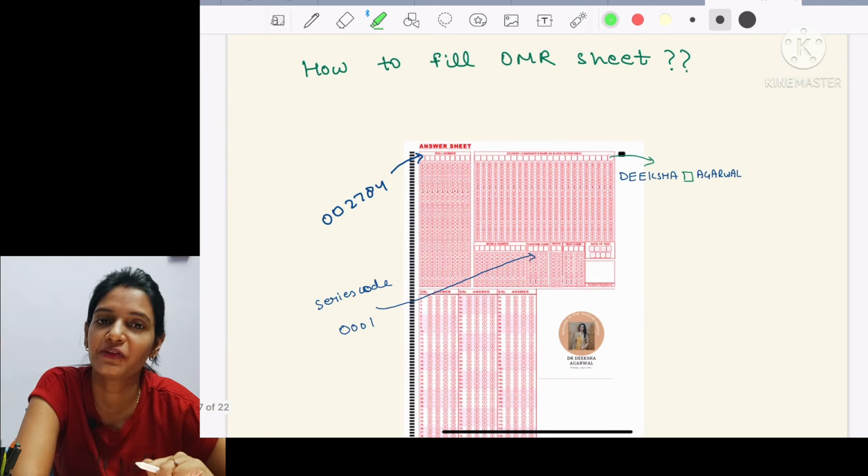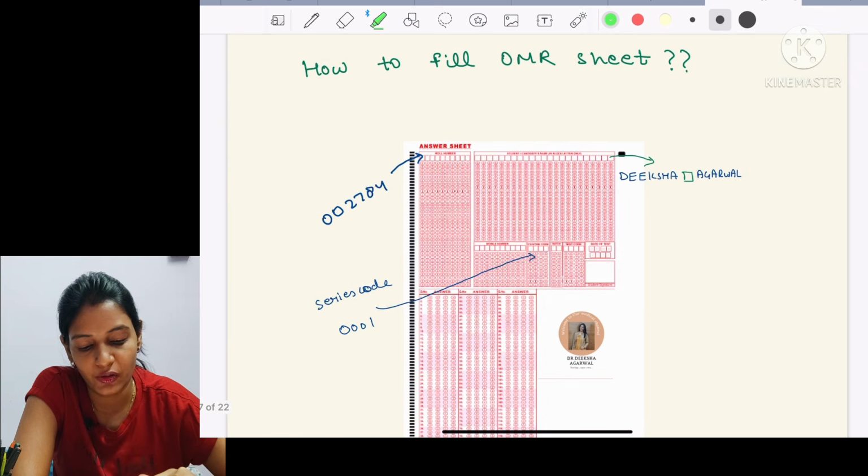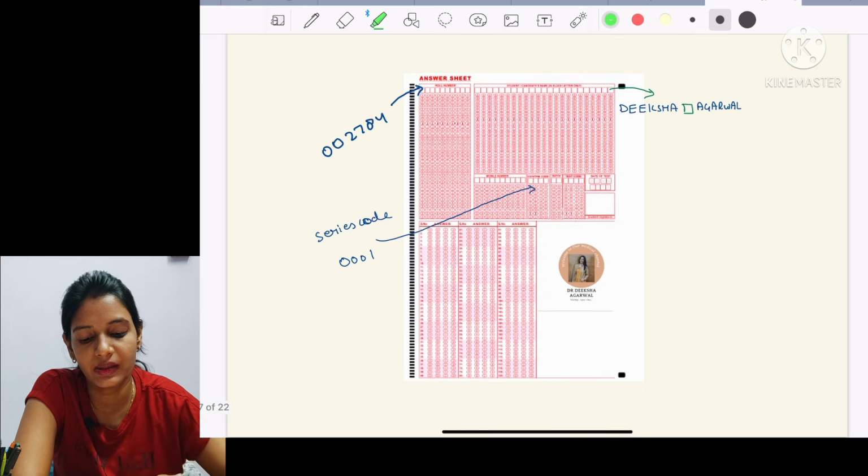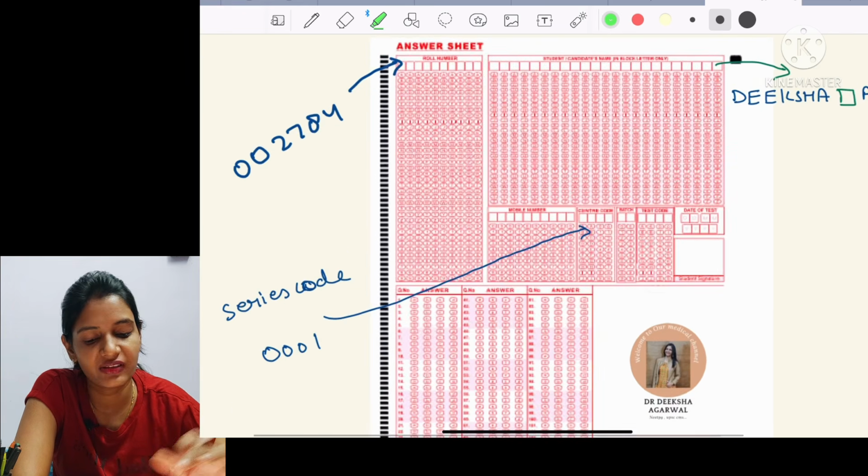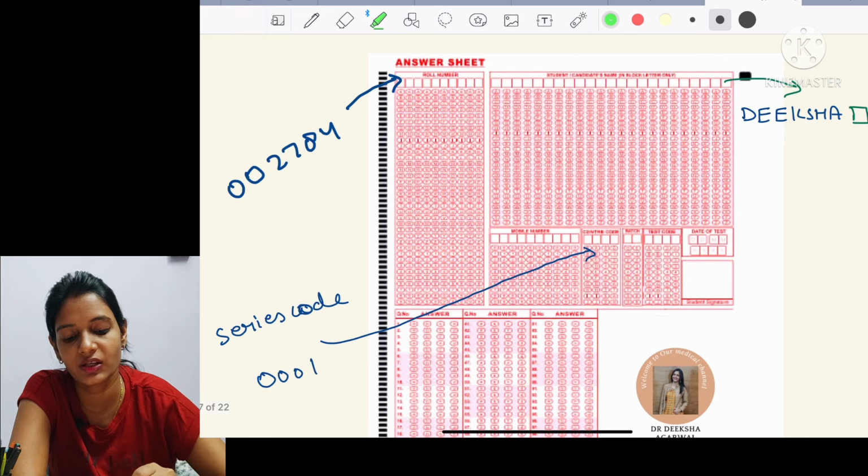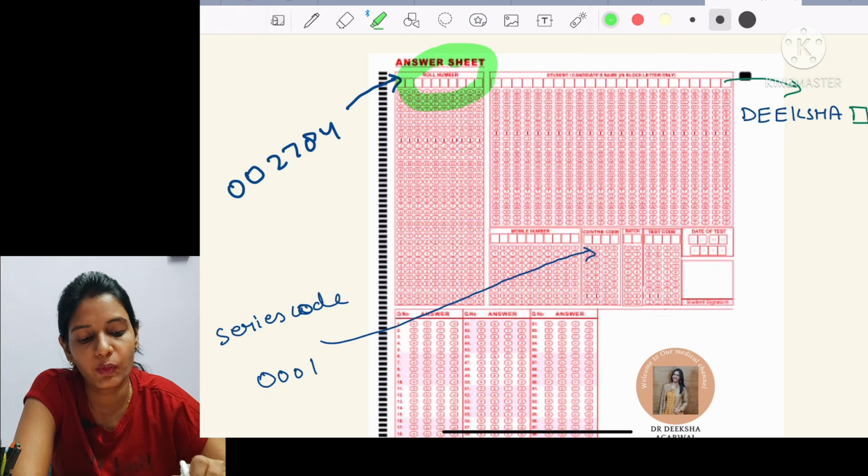First thing is how to fill the OMR sheet. Now you are going to have the OMR sheet looking like this. So the first thing you are going to have here is the roll number. In the roll number, what you have to do is, suppose you have this roll number.